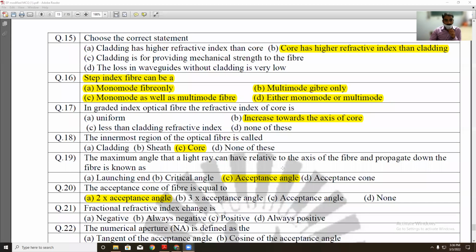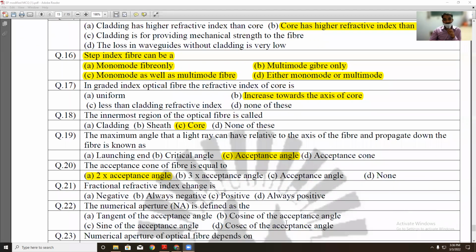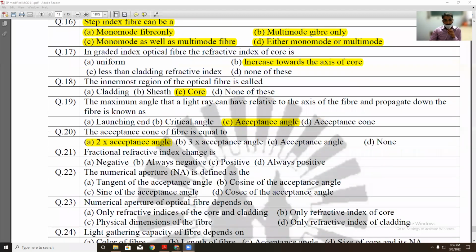Okay, next. The fractional refractive index change is negative, always negative, positive, always positive. Fractional refractive index change is always positive.